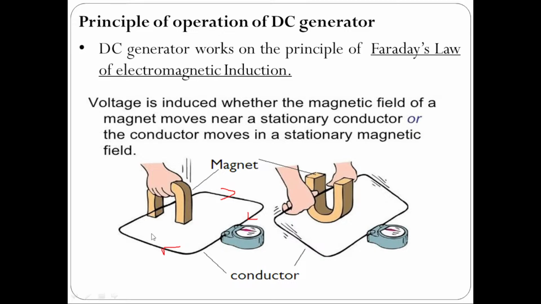So the magnetic flux linking with the conductor, if it is changing, then voltage is induced across the terminals of the conductor. That induced voltage, you can denote it by E or V. You can even call it electromotive force. That induced voltage is also known as electromotive force.